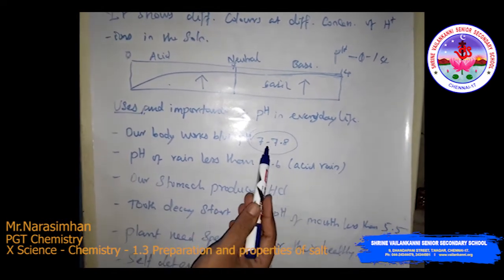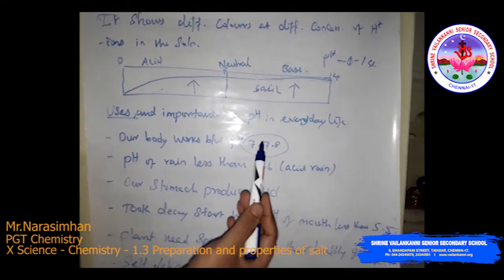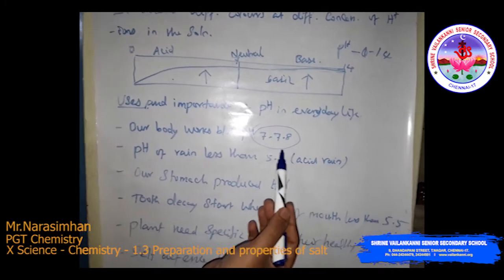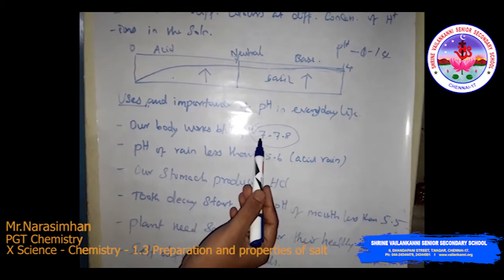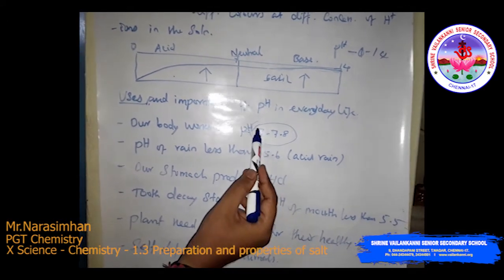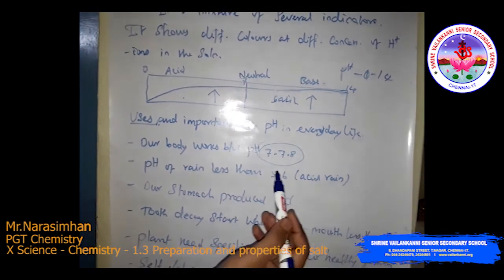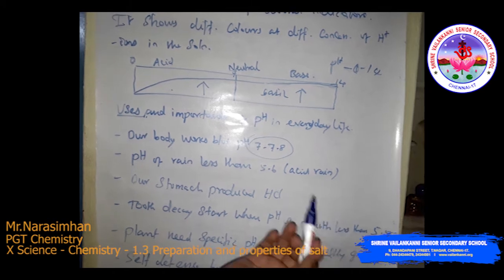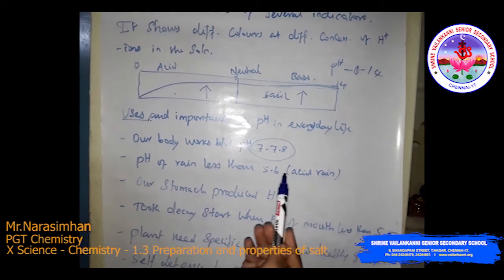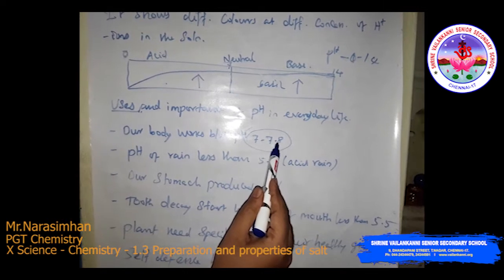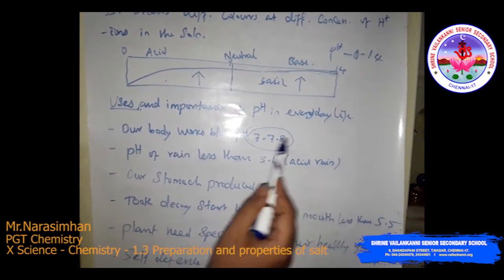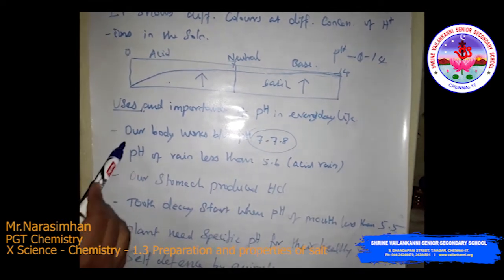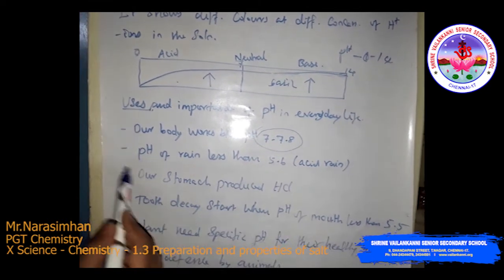How can we neutralize it? When the acid level increases, you have to neutralize with a base. The basic medicine is present in magnesium hydroxide, Gelusil and antacids. These are called antacids. Above 7.8 also the body gets troubled. So this is the importance in our day-to-day life.